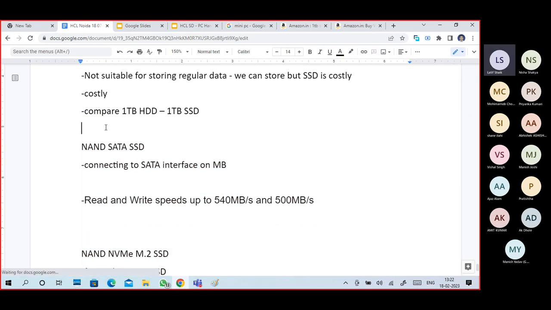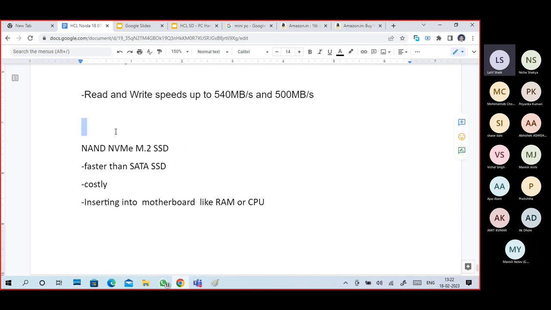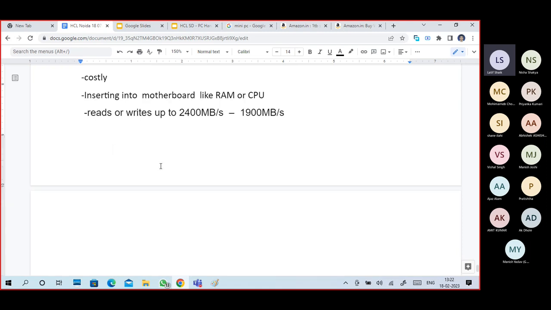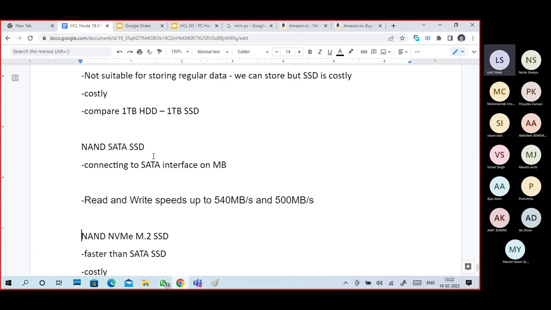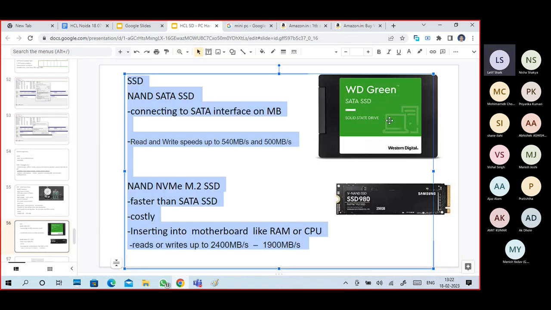Okay. One is NAND SSD, a SATA interface SSD. Like how you connect a normal regular hard disk, the same way you can connect it. The same way we'll connect it. Okay, that is a SATA interface SSD.